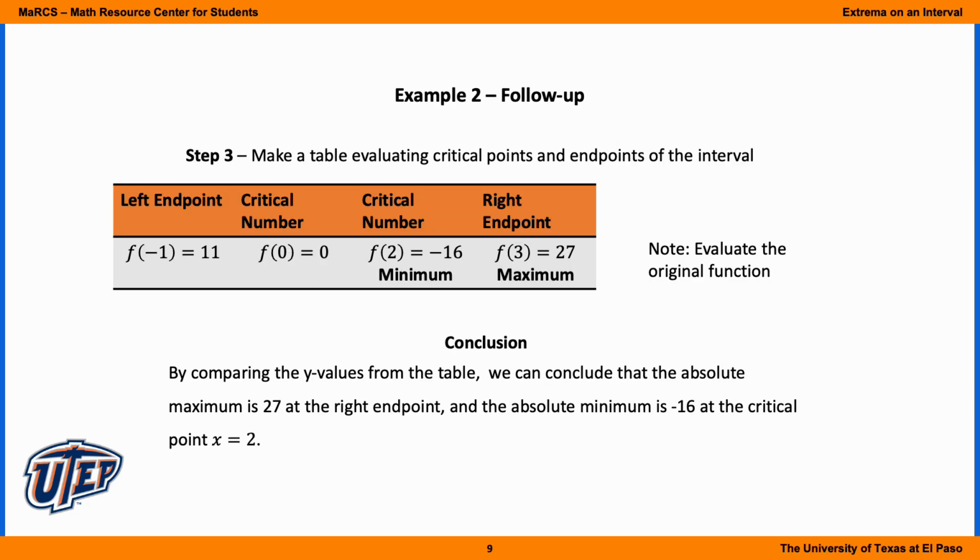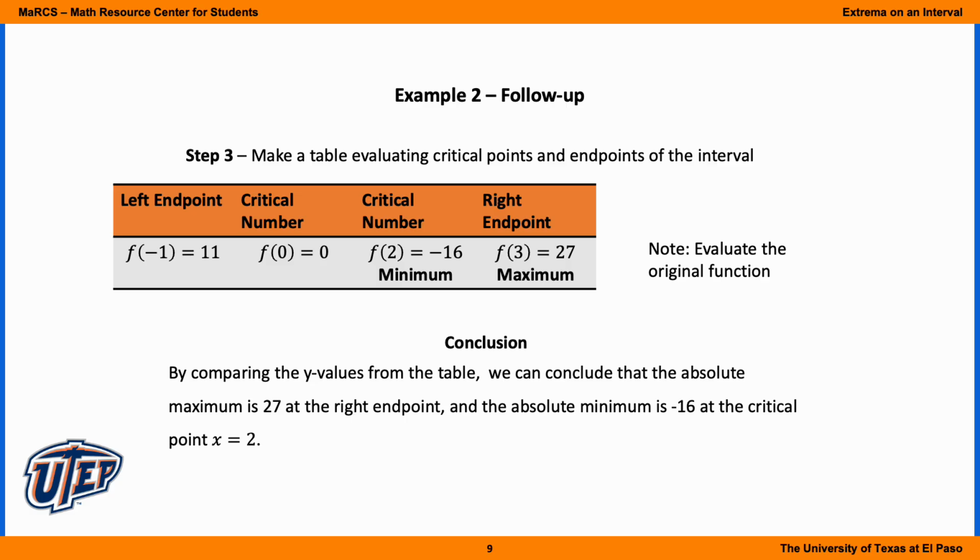Now we can make a table evaluating our critical points and our endpoints of the interval. We were given the interval [-1, 3], so we will be evaluating f of -1 and f of 3. And we computed our critical numbers, which were 0 and 2, so we will be evaluating f of 0 and f of 2. So f of -1 is equal to 11, f of 0 is equal to 0, f of 2 is equal to negative 16, and f of 3 is equal to 27. We make sure that we evaluate the original function, not the derivative. Here we plugged in our endpoints and our critical numbers into our original f of x.